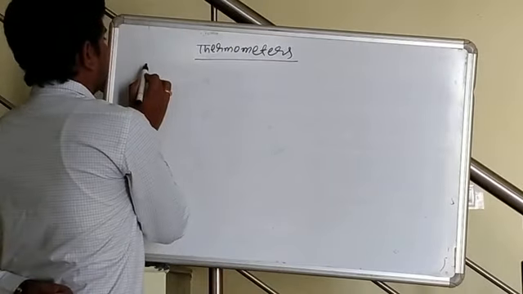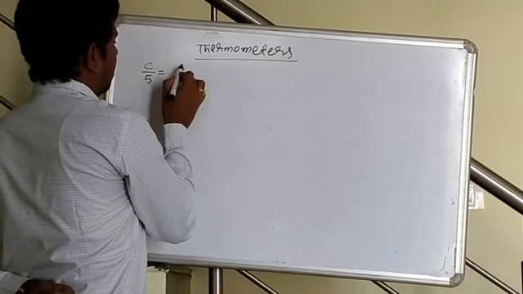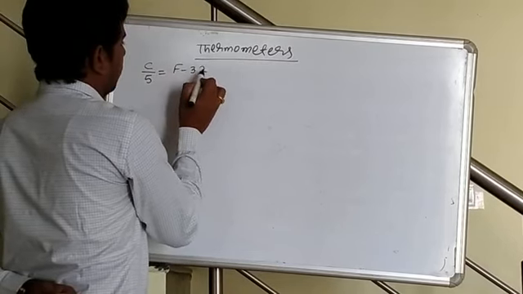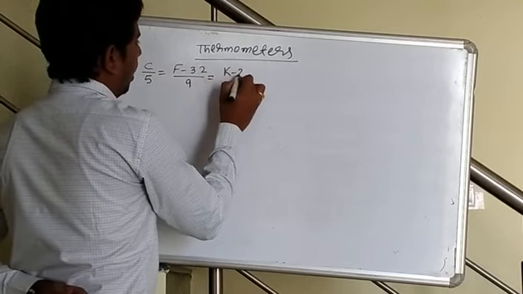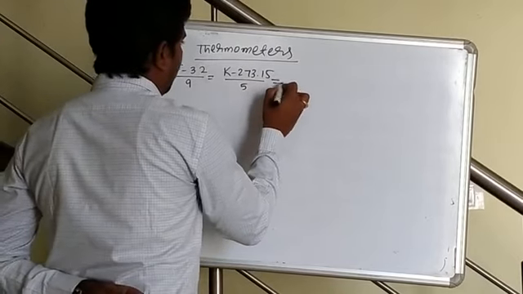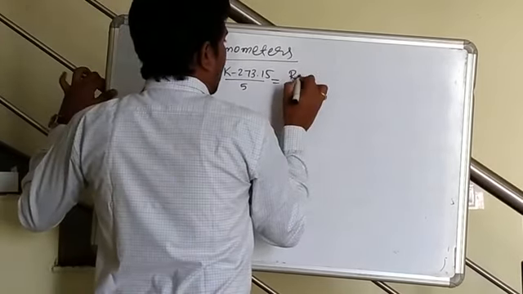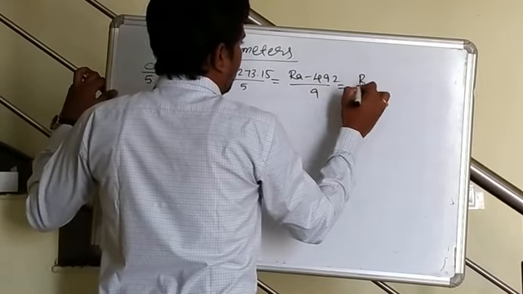Scales of temperature, we have got a relation, that is C/5 = (F - 32)/9 = (K - 273.15)/5 = (RA - 492)/9 = R/4.